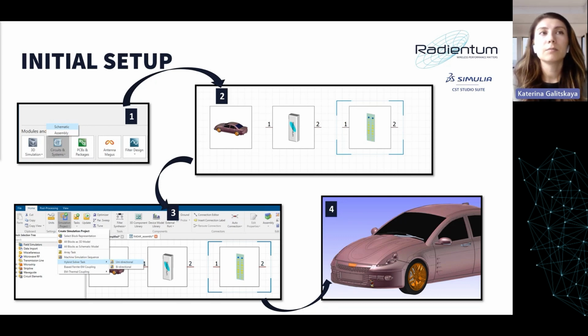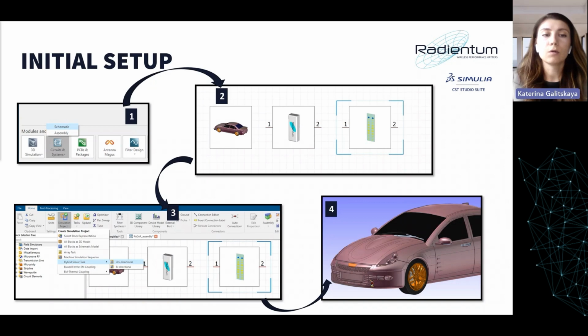And then in the next step, you choose, as you can see, simulation project, hybrid solver task, and you can choose either unidirectional or bidirectional solver, as I explained before. Unidirectional is for source to platform coupling only, so it's very good for approximation. For example, for antenna placement, it's very convenient. You don't need a bidirectional solver for antenna placement. And then you can also have a bidirectional for coupling both ways.